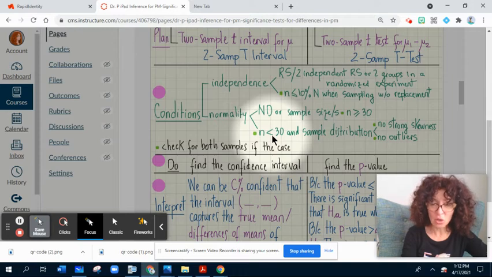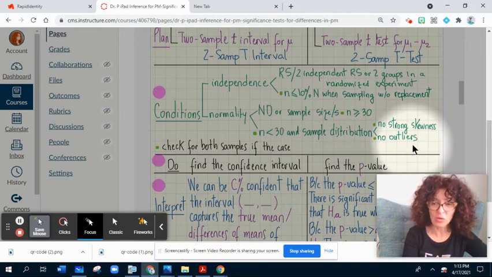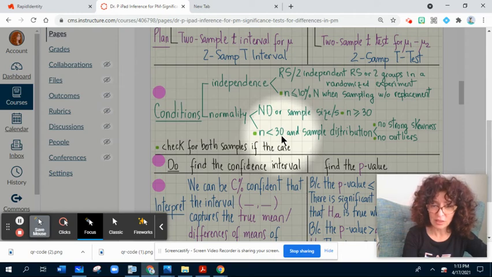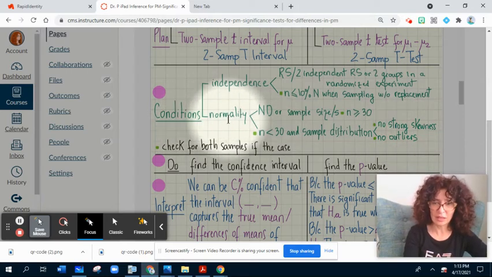Even in this case, you can assume the normality conditions. For n less than 30, the sample distribution does provide no strong skewness or no outliers. So you may have a sample population of less than 30, but if the sample distribution does not have a strong skewness or does not have outliers, then you can assume the normality.